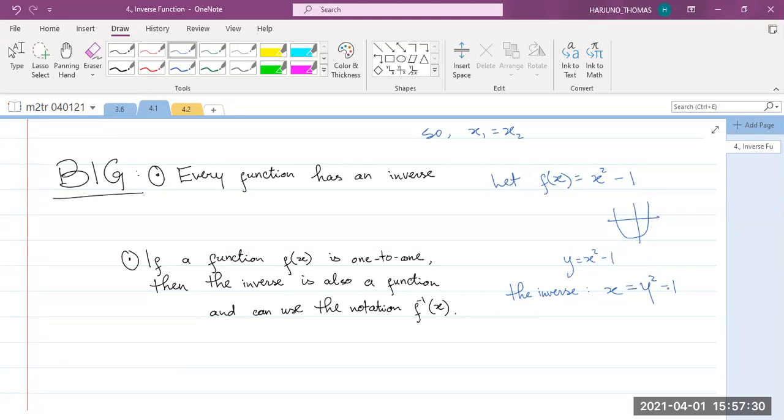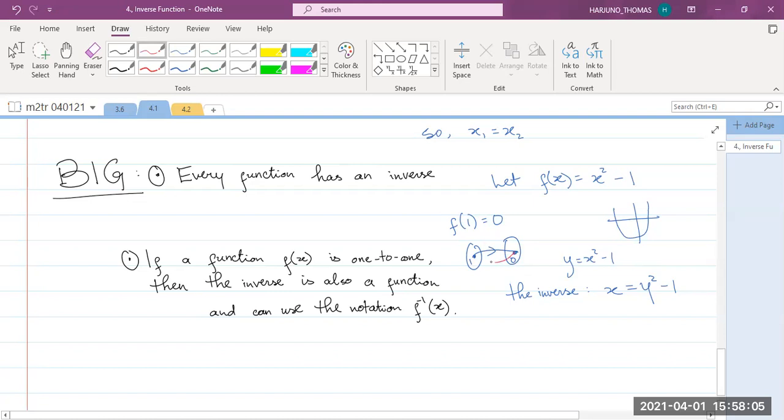What is an inverse, Thomas, to start with? The inverse of a function undoes what that function is doing. So for example, in this function here, f(1) equals 0. So in our mapping, 1 goes to 0. That's what this function is doing. Now, the inverse sends that back. The inverse undoes that.